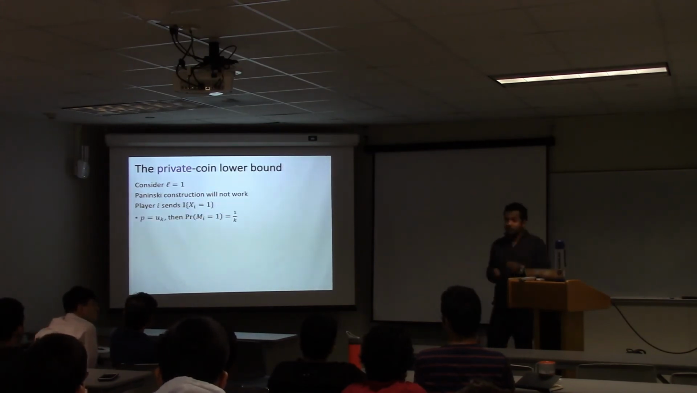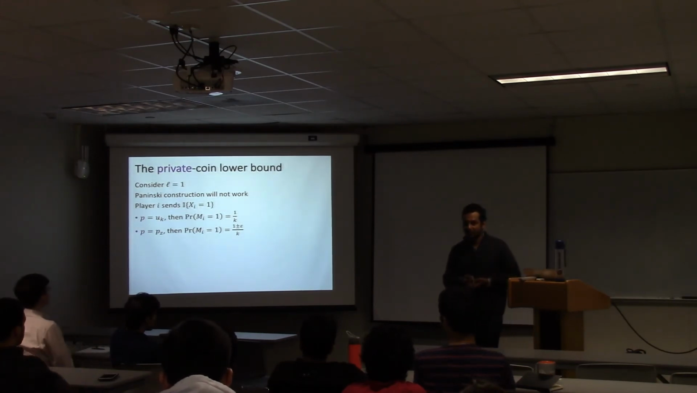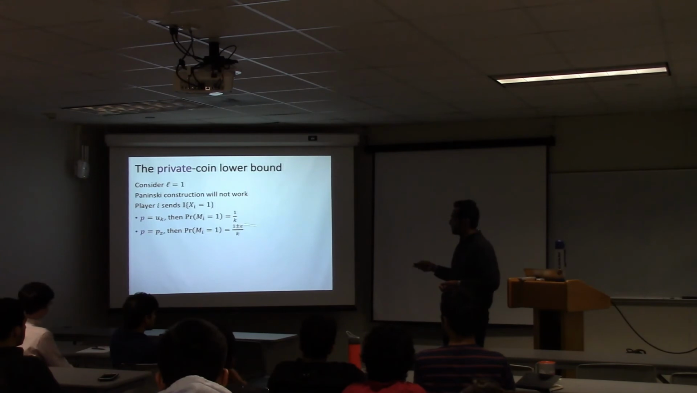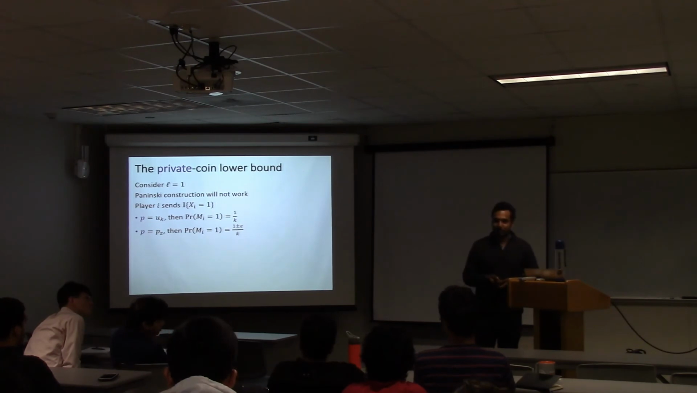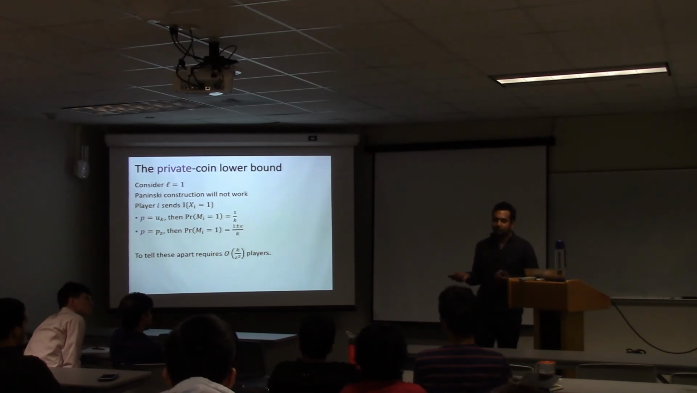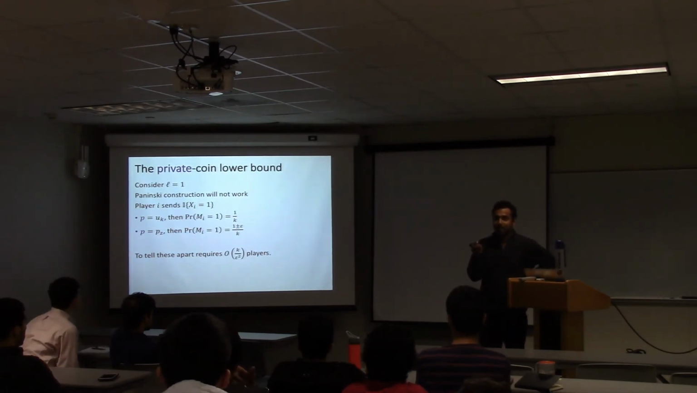And if the distribution is uniform, what's the probability of symbol 1? It's exactly 1 over k. If it's not uniform, then it's either 1 plus epsilon over k or 1 minus epsilon over k. Those are the Paninski probabilities that we just saw. So in one case it's 1 over k, in the other case it's 1 plus or minus epsilon over k. And you can show that you can tell these two distributions apart with k over epsilon squared players. So the Paninski construction will not give us anything here, because this is a private coin protocol. Everyone just tells whether x_i is 1. This can beat the Paninski construction.